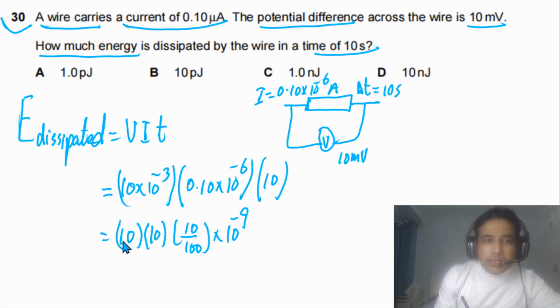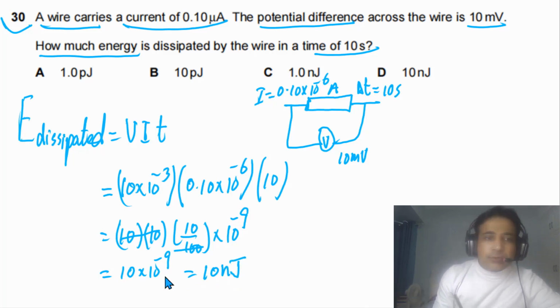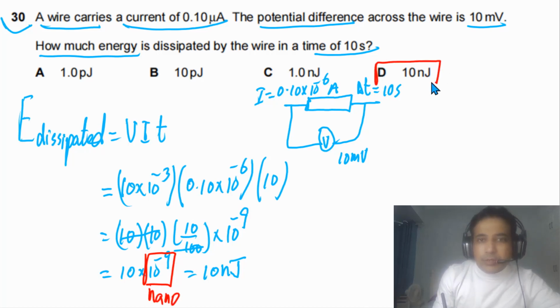Now we can simplify it. This 100 we can cancel with this, so we are simply left with 10 times 10 to minus 9 joules, and this is equal to 10 nanojoules, because 10 to minus 9 is nano. So the answer for this question has to be D.